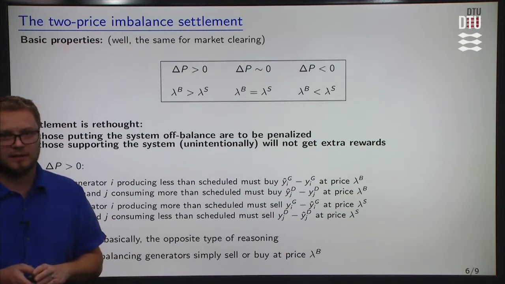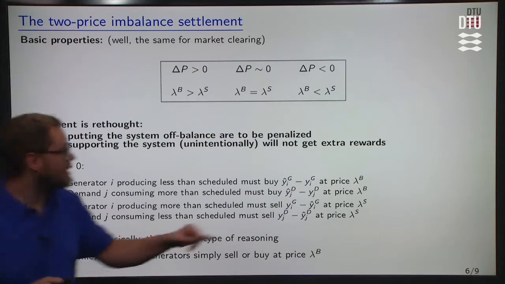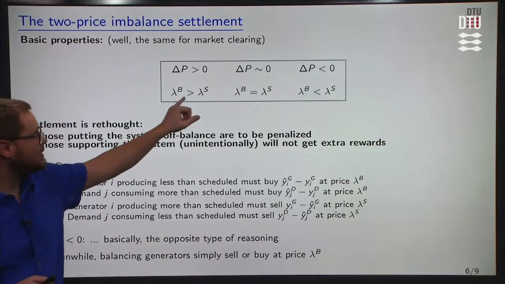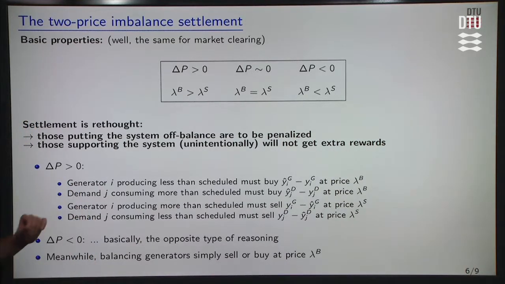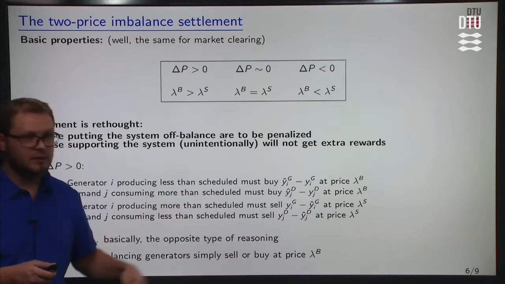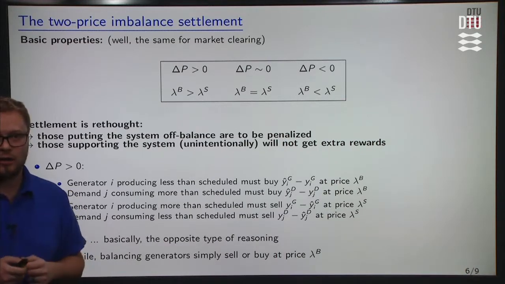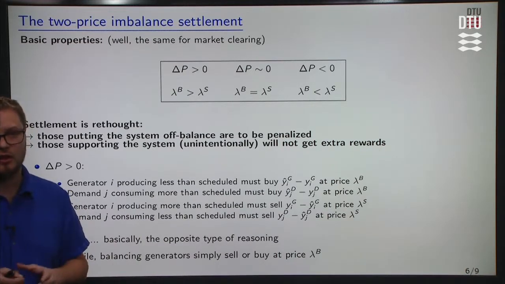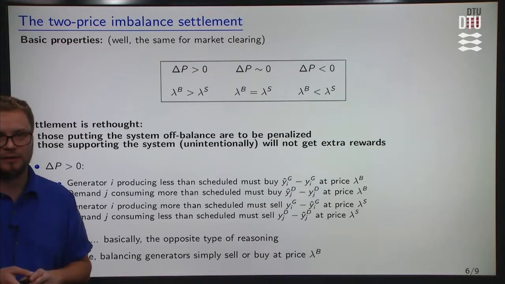Let's look at it in practice. Now, let's say in a case of upward regulation, those generators that produce less than schedule, they will have to buy this energy they are missing at the price lambda B. Remember that lambda B is greater than lambda S, so you're actually going to be penalized as for the one price settlement approach. As for demand, if you are to consume more than schedule, then you have to buy this extra energy at the price lambda B. Again, lambda B is more than lambda S, so this acts as a penalization. The extra energy you have to buy is at a price that's higher than the original day-ahead market price.